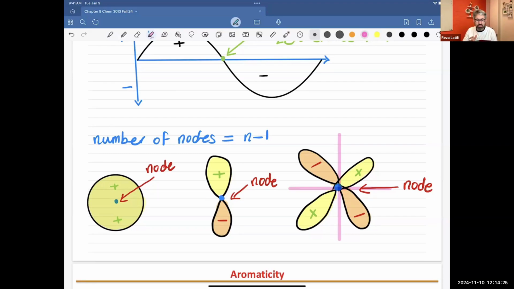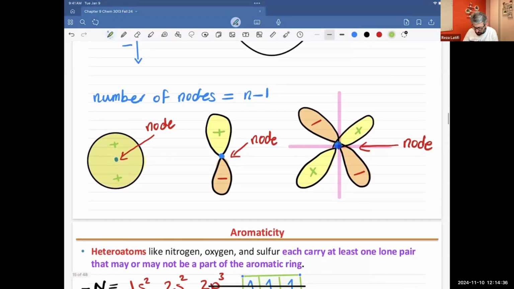Now, how do I figure the number of nodes? The number of nodes equals n minus 1. And what's n? If you know which orbital you're talking about, for example a 2p orbital, then n is equal to 2. So n minus 1 is 2 minus 1, and we have one node. This node splits the p orbital into two lobes, positive and negative. This orbital is aligned with the z axis, so we call it the pz orbital.